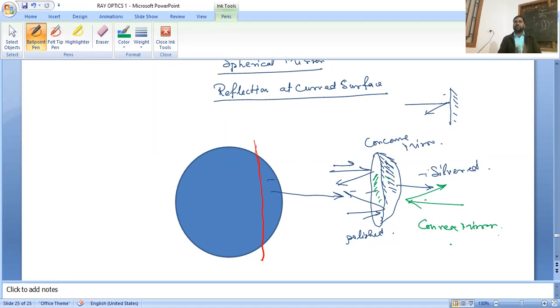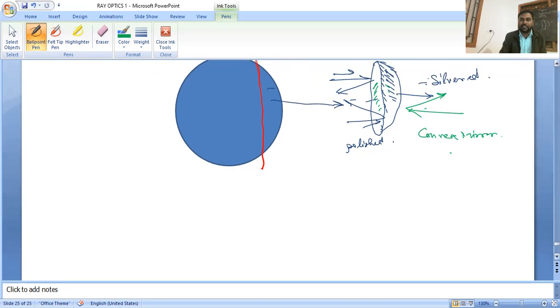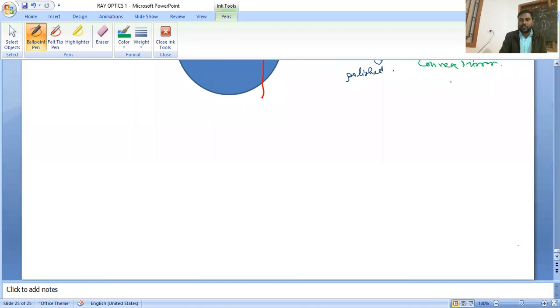Many of the students have confusion: what is concave and what is convex? The majority of students have confusion in this, so let me clear this confusion. There are two types of mirrors generally.